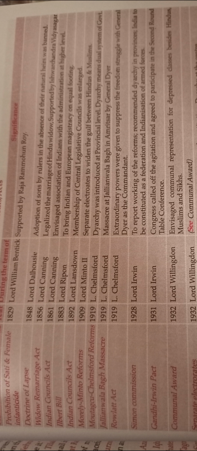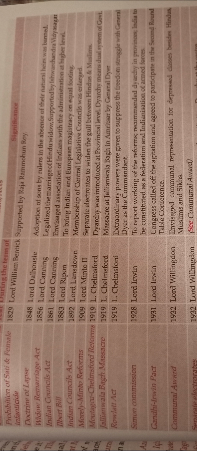Indian Councils Act 1892, under Lansdowne: membership of the Central Legislative Council was enlarged. Morley-Minto reforms, under Minto II in 1909: separate electorates to widen the gulf between Hindus and Muslims. Muslims were very happy because they had now got separate electorates as well. Under Chelmsford, the Montagu-Chelmsford reforms took place. Diarchy was introduced at the provincial level. Diarchy means dual system of government.